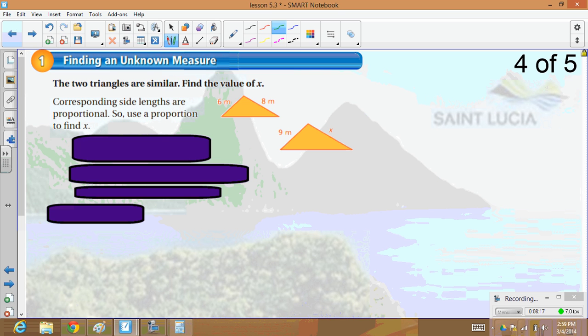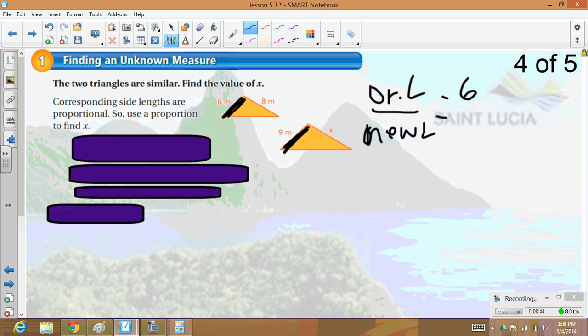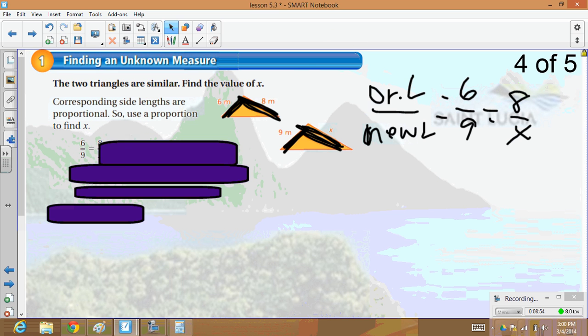So slide 4, the two triangles are similar. We're going to find the value of x. So I'm going to show you how to do this one a slightly different way. I'm going to compare original length to new length. So I'm going to call this original and I'm going to call this new. So I'm going to write this as 6 compared to 9, and then original length 8 compared to new length x.